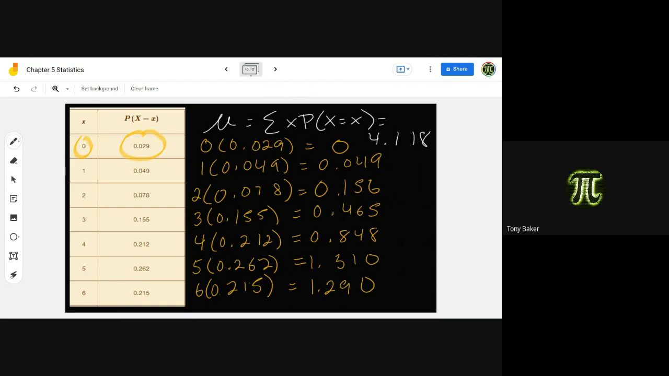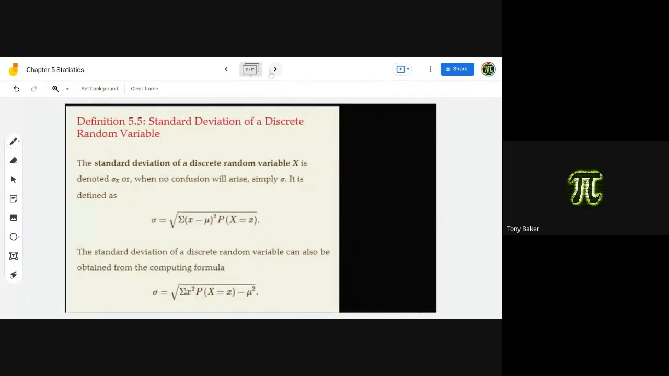All right. Any questions on that? Okay. So that's how I find my mean for a probability distribution of a discrete random variable.